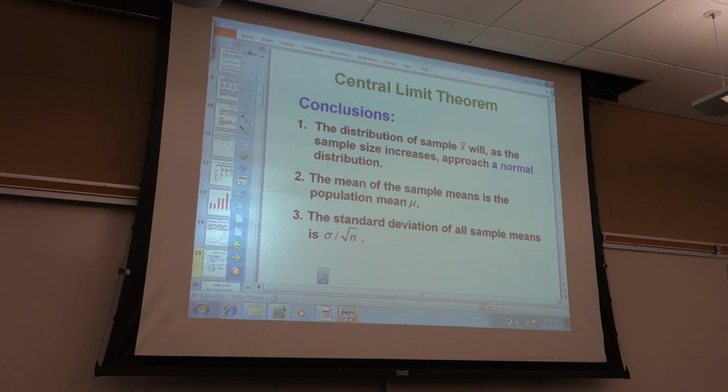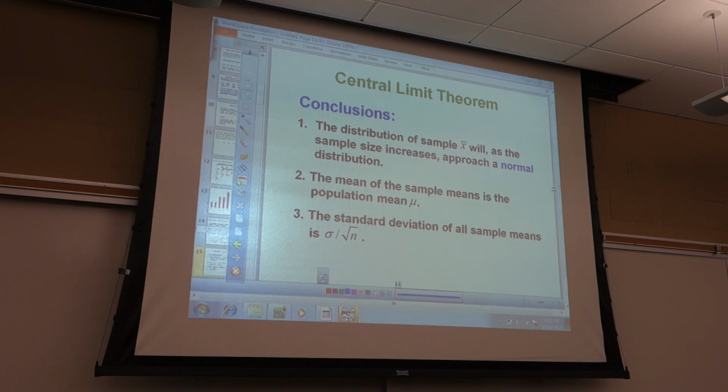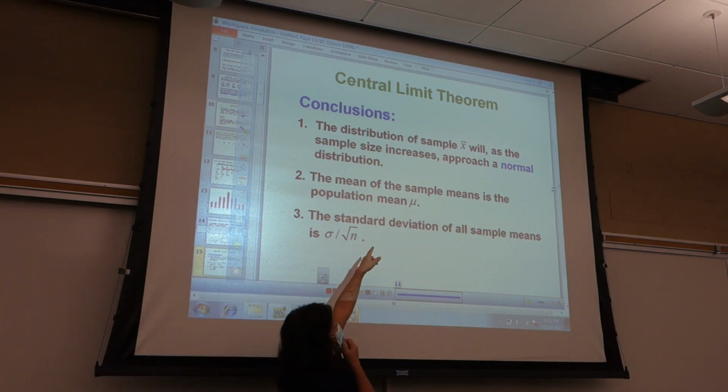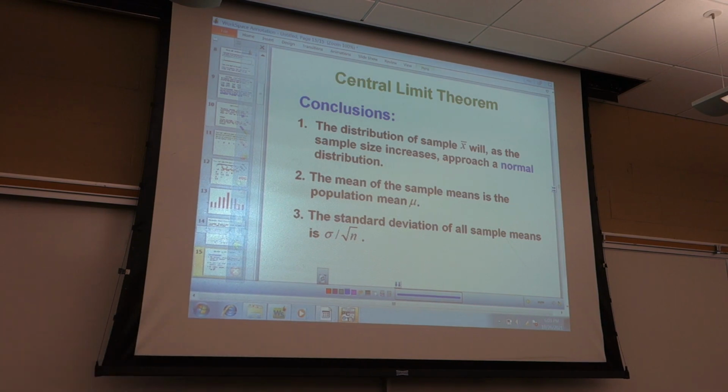Here are the conclusions. The distribution will become normal the larger your n is. The mean, mu x bar, so the mean of the sample means, is the same as the mean. The standard deviation, sigma x bar, so the standard deviation of the sample means, is the old sigma divided by the square root of n. Those are the things you need to know.